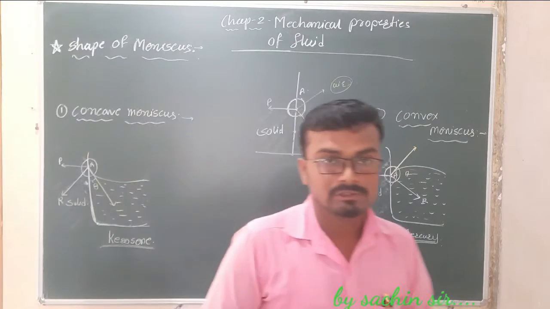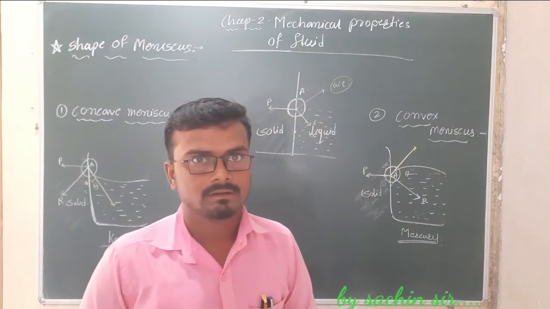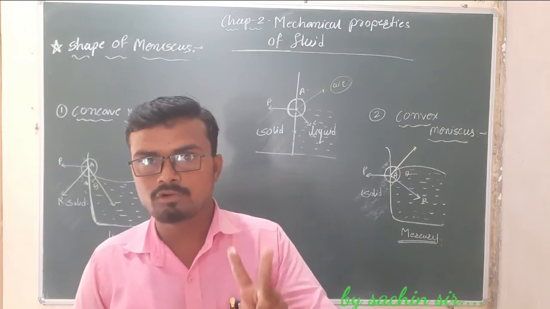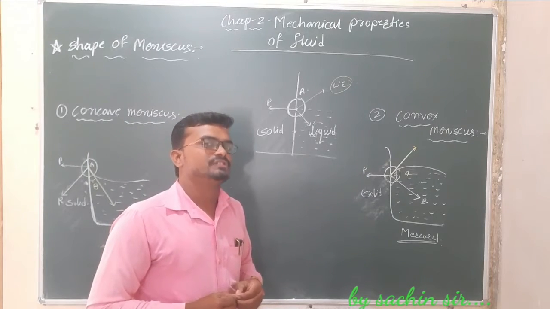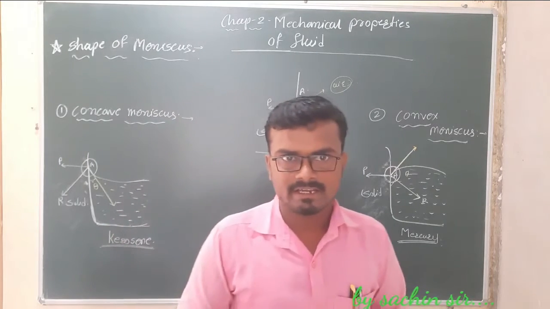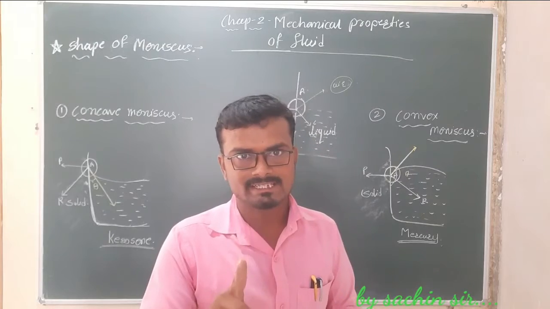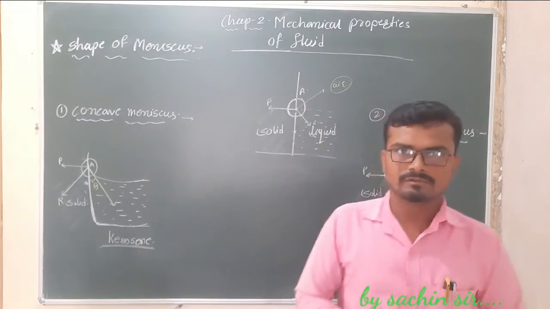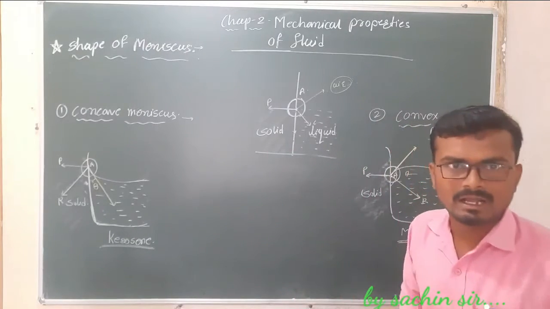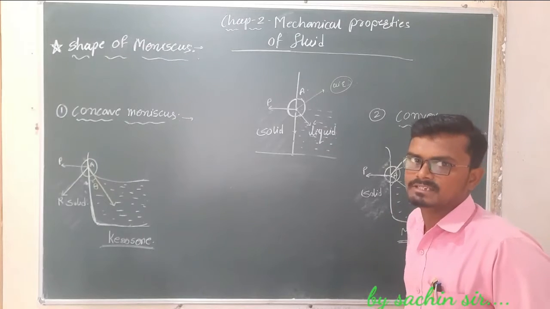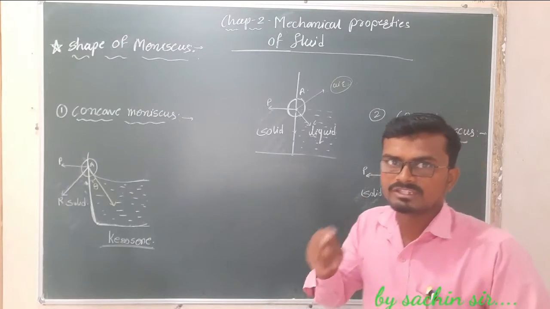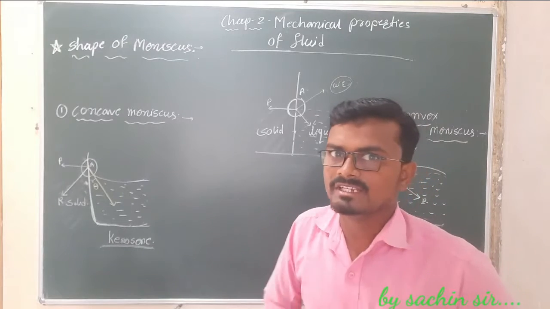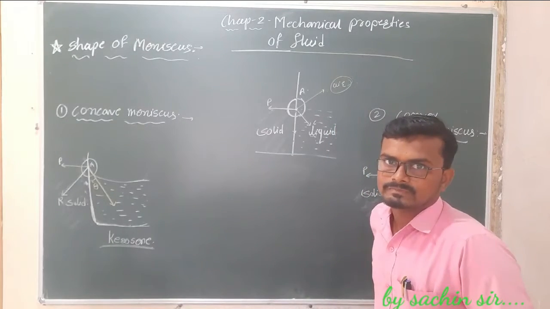between the liquid molecules. Only two forces are responsible for the shape of the meniscus: first, the adhesive force AP bar, and second, the cohesive force AC bar. Depending on the magnitudes of these two forces, the shape of the meniscus can be explained.